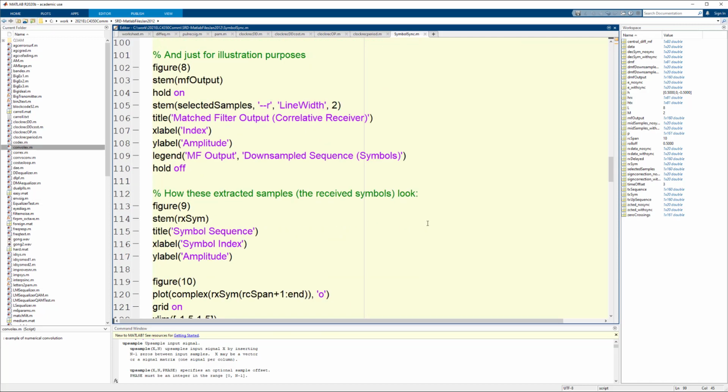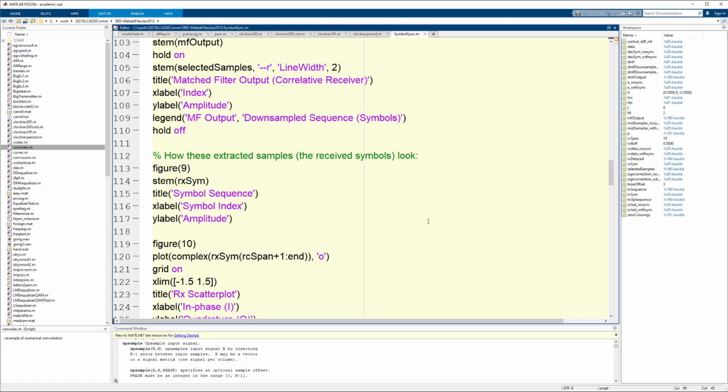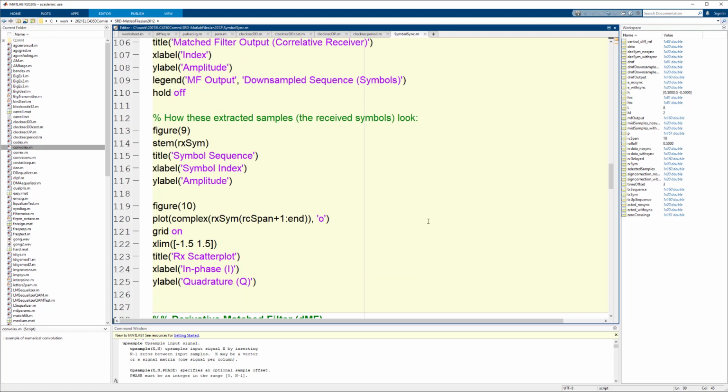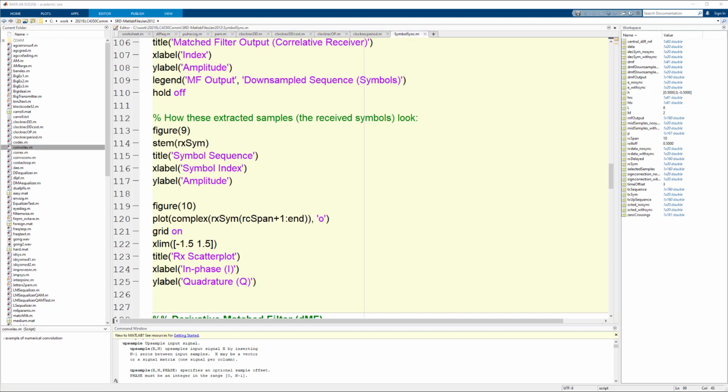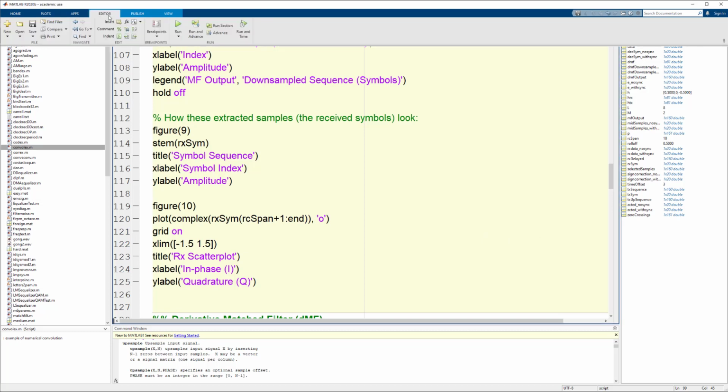On figure 9, we plot the received symbols. These are the received symbols that we extract from the samples. These are the symbols that go through the symbol detector. On figure 10, we also plot the constellation of the symbols. Because this is a 2-PAM, it is also a scatter plot, so I only have two values, positive 1 and negative 1, on the complex IQ plane. I stands for in phase, Q is the quadrature, so that is the constellation 2D plane. Now let's run this portion of the code.